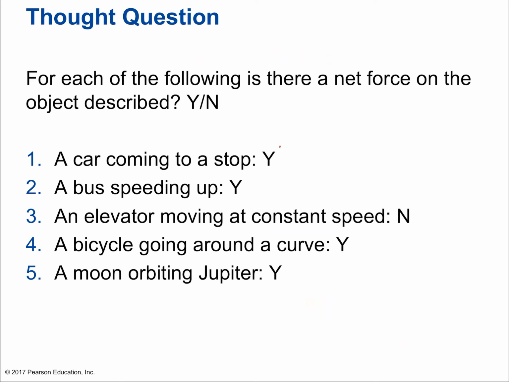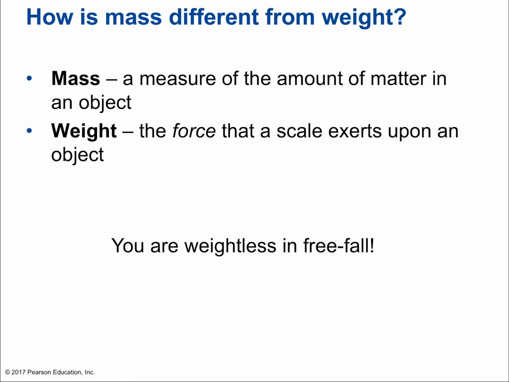Okay, so a car coming to a stop, definitely, because it slowed down, it changed velocity. A bus speeding up, yep. An elevator moving at constant speed, no, because there's no change in direction or speed. A bicycle going around a curve, yep, because even if it maintains constant speed, the curve implies there has to be a force. A moon orbiting Jupiter, yep. So that's interesting. A moon, which isn't speeding up or slowing down, still requires a force because it's constantly turning. It's taking a circular or elliptical path around the planet that it's orbiting. That requires a force. What force? The force of gravity. All right?